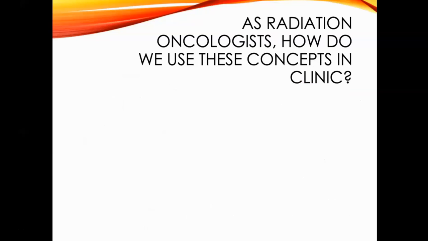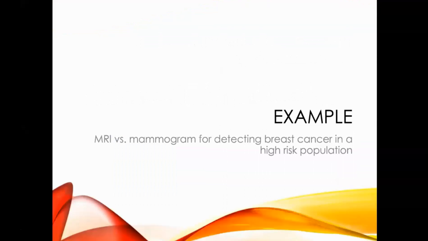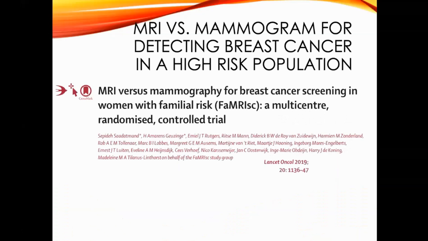So as radiation oncologists, how do we use these concepts in the clinic? Let's imagine that we have a woman come in who's worried about breast cancer, and she asks you, Doc, I have a strong family history of breast cancer. Should I get a breast MRI? And we're going to use this example to help answer that question. The example is MRI versus mammogram for detecting breast cancer in a high-risk population.